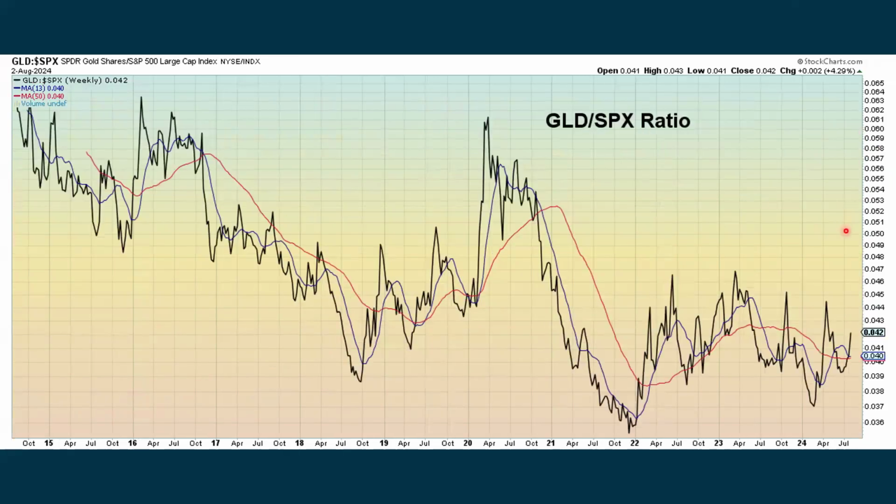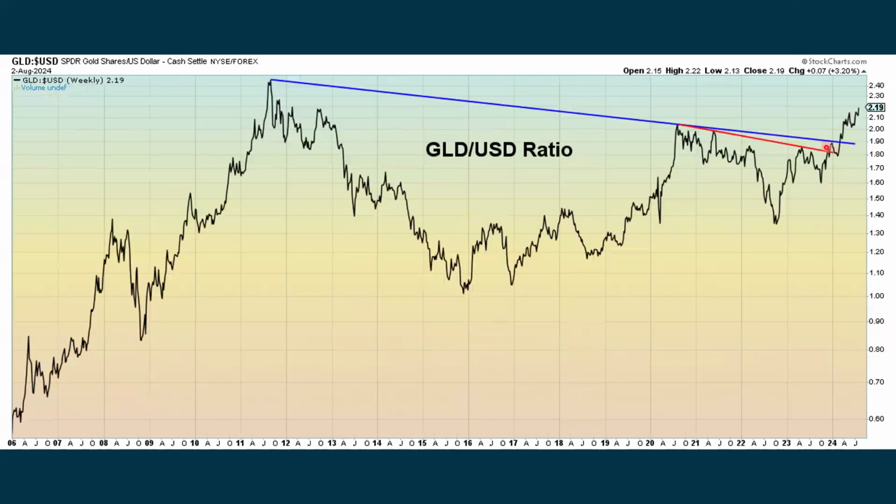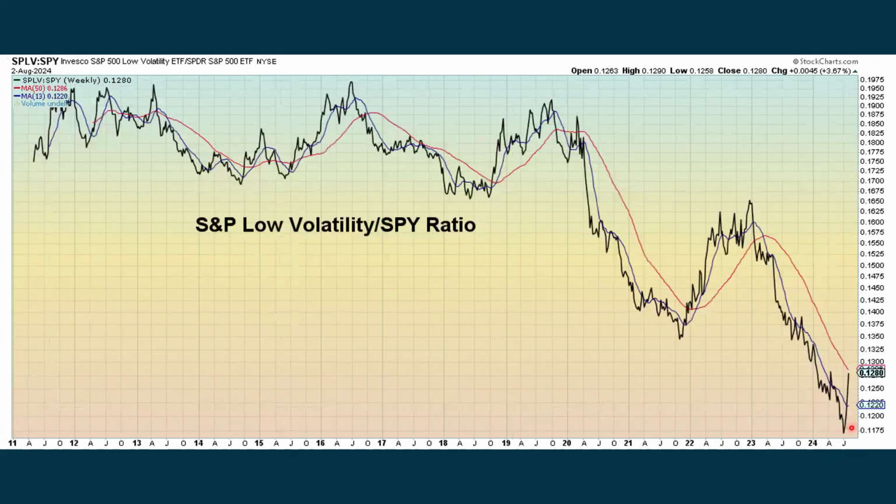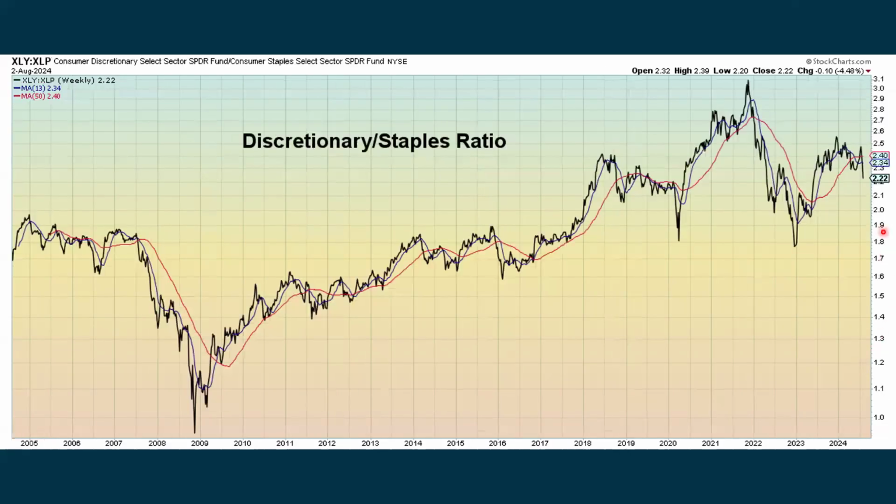And gold to the S&P, gold was up, S&P was down, but we're just chopping around with this ratio when you do the ratio together. And since the dollar was down and gold was up, we're seeing a little bit of an improvement here with this ratio. And then bonds are turning back up, but still in the longer term continue to underperform stocks. Low volatility, the S&P 500 shooting back up as the market potentially could be getting more defensive, but not enough to change this ratio. Discretionary is just really underperforming staples right now.